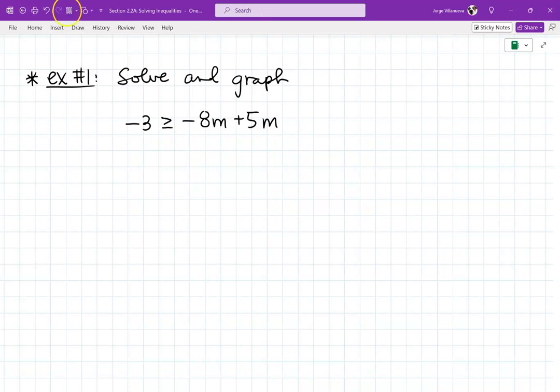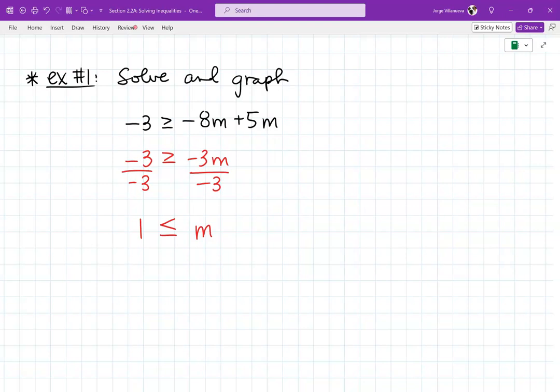Working on the right side, negative 8m plus 5m gives me negative 3m. And then in order to solve for m, what do I do? Divide by negative 3. So I'm about to divide both sides by a negative number. So what am I supposed to do with the symbol? Switch it, right? So it's got to become less than or equal to now. This becomes a 1, this becomes an m.